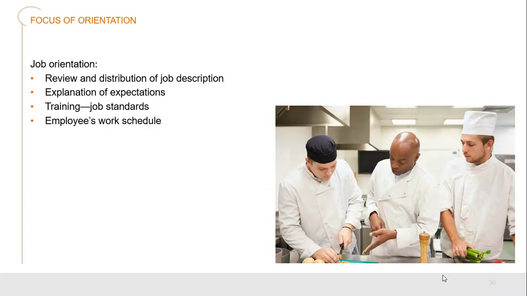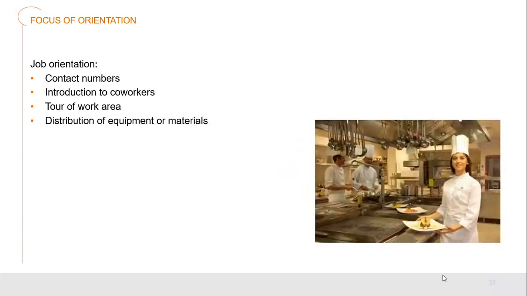With the job orientation, you're going to review and have a distribution of your job description so you understand everything that's expected of you. An explanation of those expectations as well. Training will come in there as well to understand all the job standards which are going to be placed on you, and also so that you understand the work schedule that you're going to be having as well. As part of your orientation, you're also going to have contact numbers so that you understand who within the organization you contact at different times for different procedures.